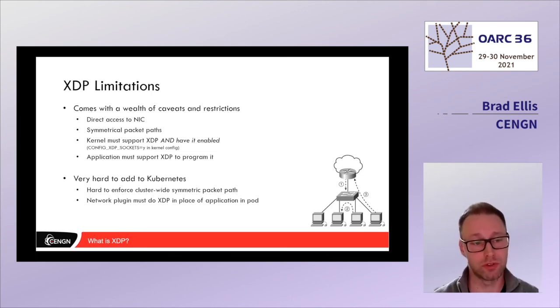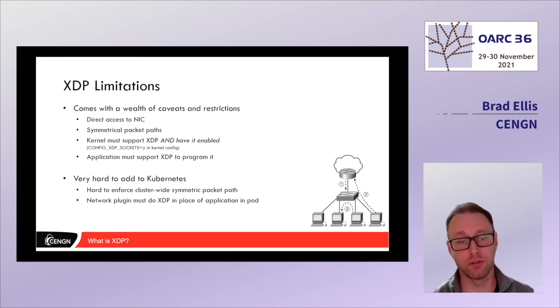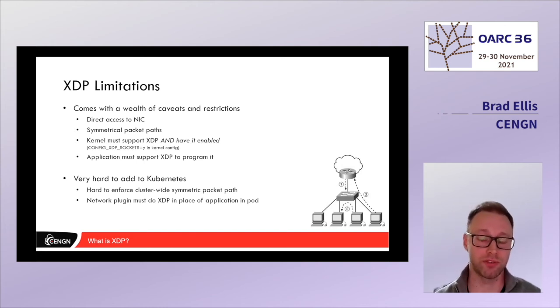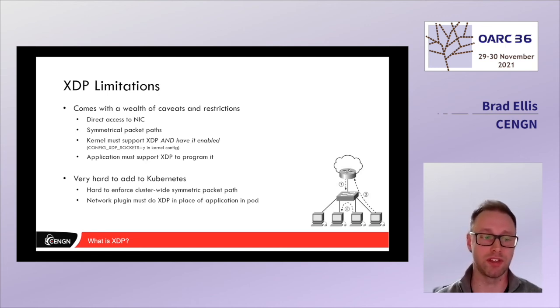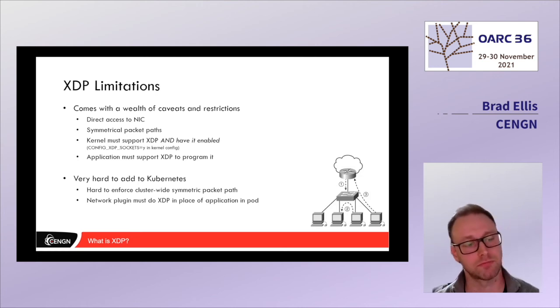As I alluded to with Kubernetes, it's hard to enforce that symmetric packet path. And you also need a network plugin that will do the XDP in place of the application. Because Kubernetes has more of the context of what pods are running on what hosts and so on, it really needs to take care of that. So you do lose some performance in that pod to network plugin interface.